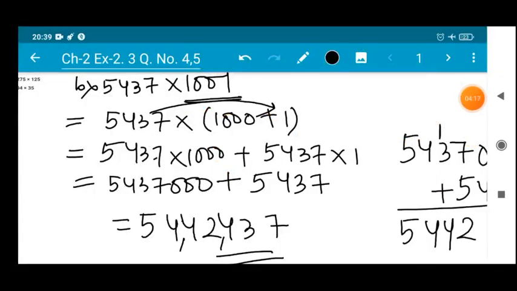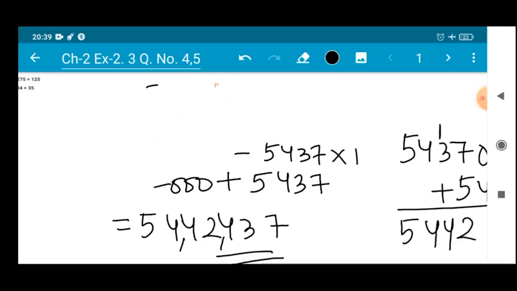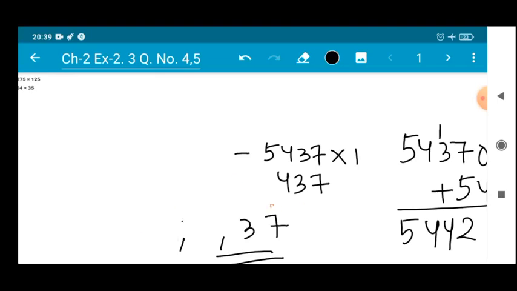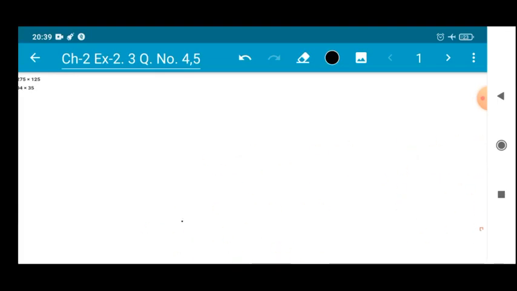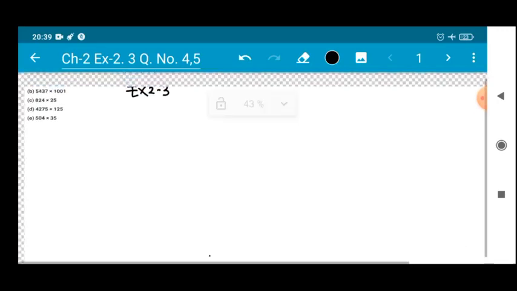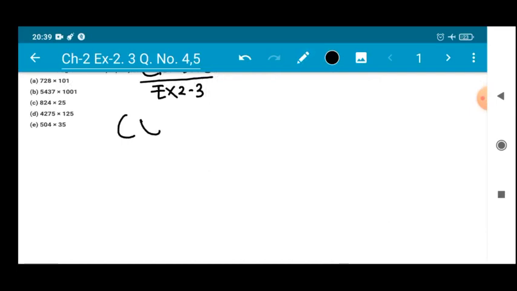Then let's do question number C. I hope you have understood this. Kindly copy it. I'm doing question number C now, and the last remaining part, number D, will be a home assignment. I hope you are understanding this. These things we have already done in the earlier class also. Let's do question number C now. 824 into 25.